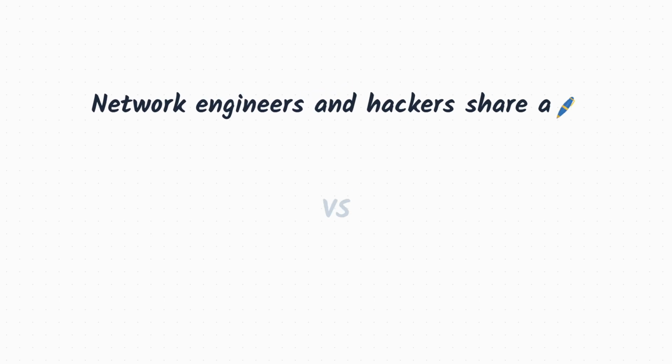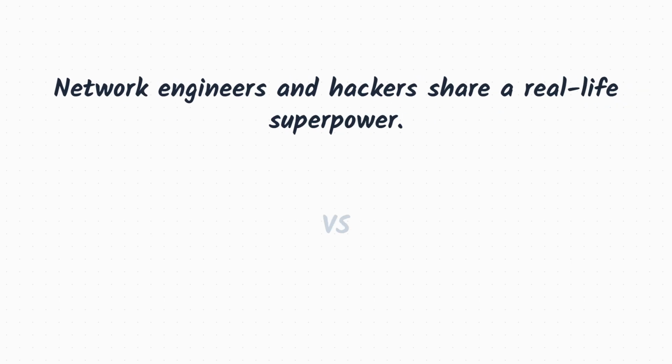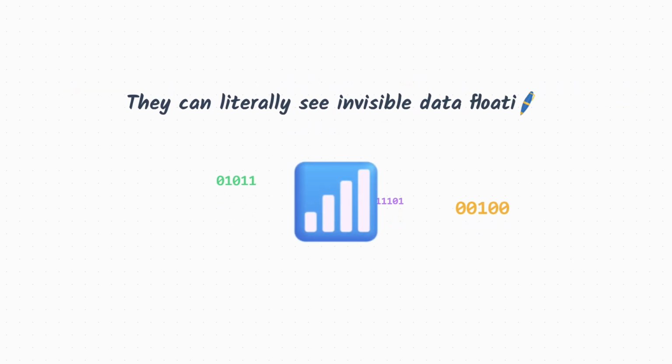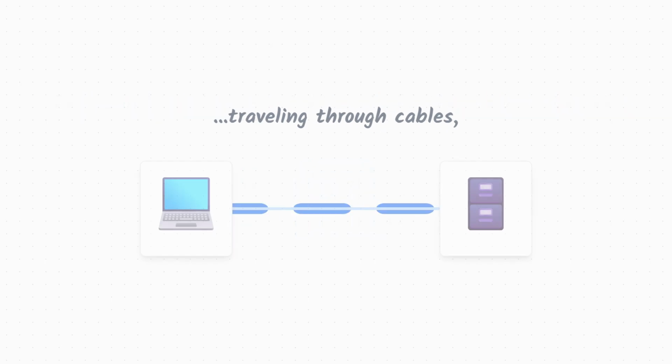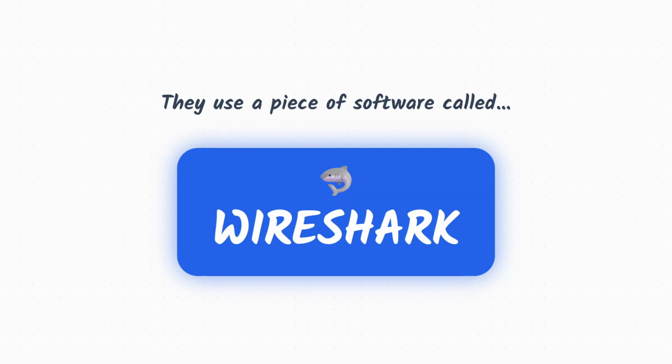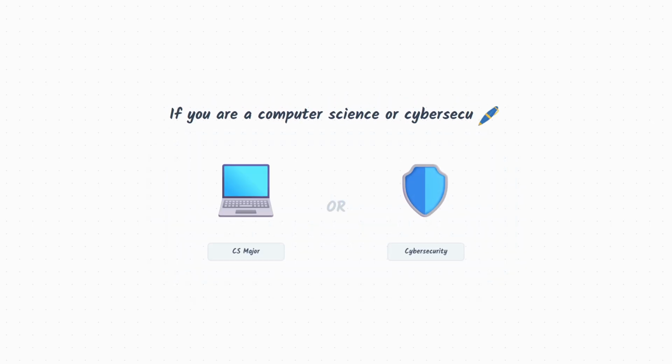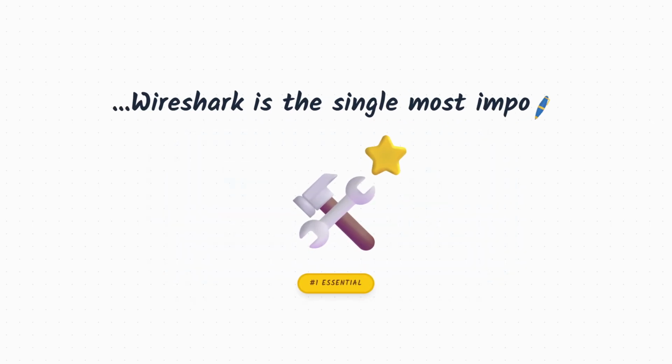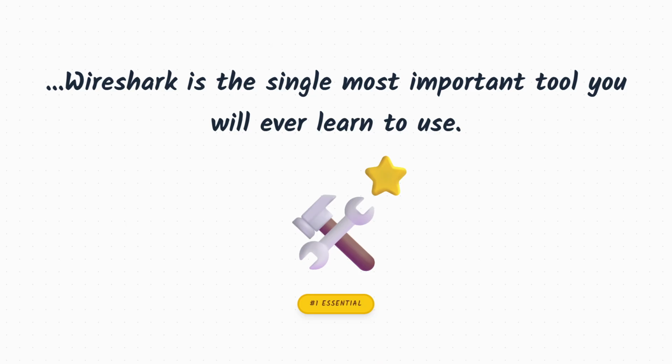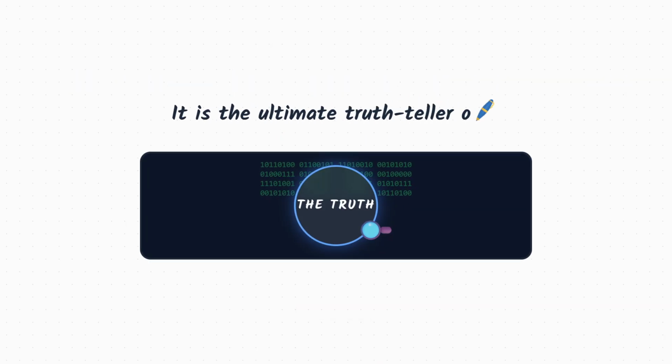Network engineers and hackers share a real-life superpower. They can literally see invisible data floating through the air, traveling through cables, and moving across the world. How do they do it? They use a piece of software called Wireshark. If you are a computer science or cybersecurity student, Wireshark is the single most important tool you will ever learn to use. It is the ultimate truth teller of the internet.